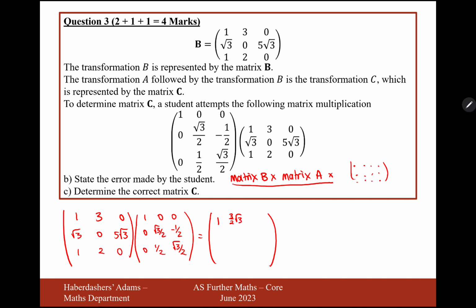0 minus 3 over 2, 0, so minus 3 over 2. Let's go straight to the answers now. So it's going to be root 3, 5 root 3 over 2, 15 over 2, 1, root 3, minus 1. There we are, that's the answer for this question here. So that's the total for question 3, worth a total of 4 marks. Let's now move on to question 4.